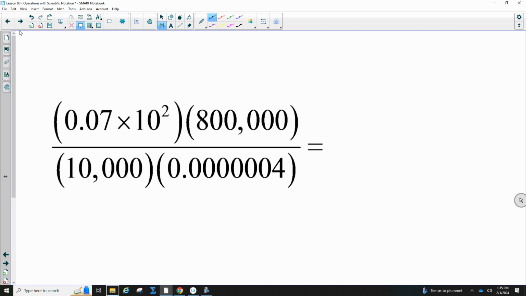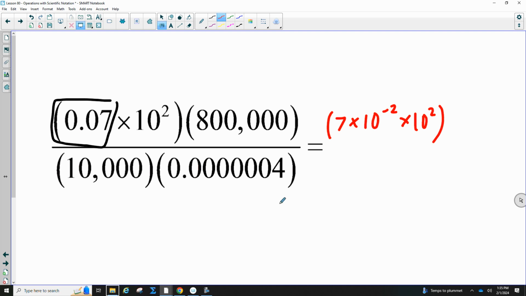All over 10,000 times, there's 6 zeros here and then a 4. So 0.6 zeros and then a 4. Okay, so we'll start by rewriting just this number, 0.07. All right, so 0.07 is 7 times 10 to the what? -2. Okay, because going back 2 spaces. Then I'm going to do times 10 squared, because that's what's already there.